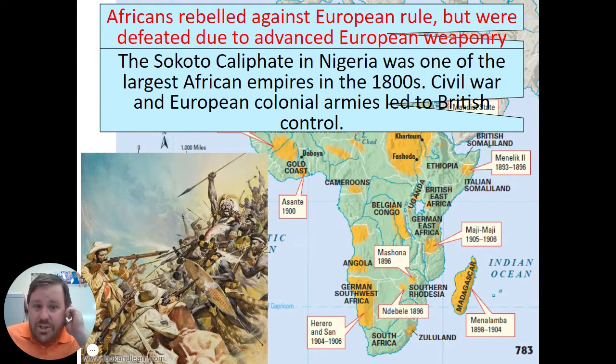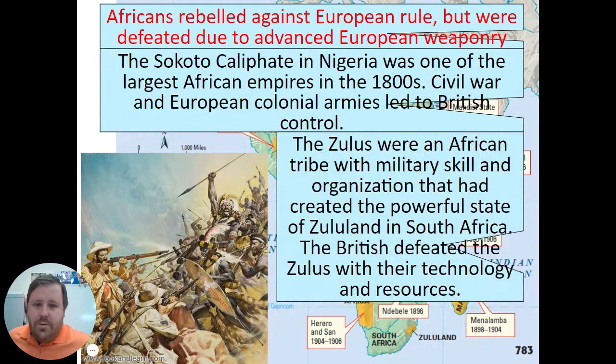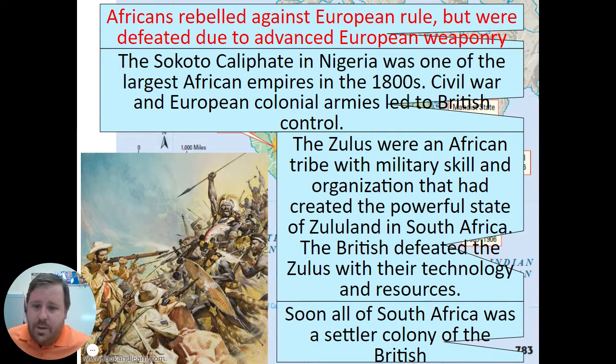The Sokoto Caliphate in Nigeria was one of the largest African empires in the 1800s, but due to a civil war there and European colonial armies, that led to British control in what's now Nigeria. The Zulus were an African tribe with military skill and organization that had created the powerful state of Zululand in South Africa, and the British defeated the Zulus with their technology and their resources, and took over. It took them a while, but they were able to defeat the Zulus. Soon, all of South Africa was a settler colony of the British, where British people came in and settled in South Africa, instead of just using their resources.